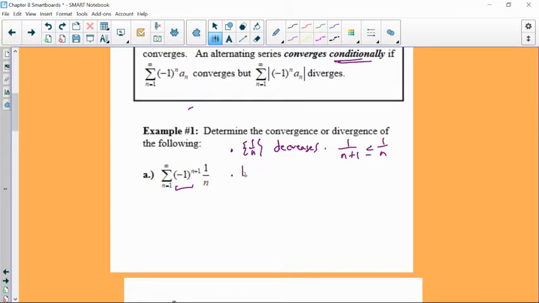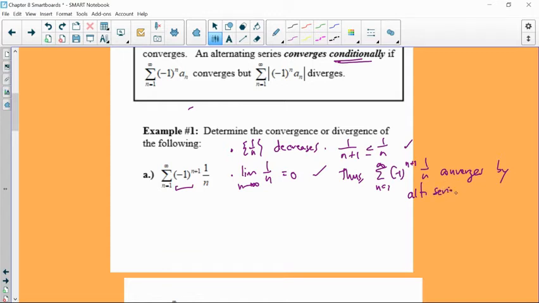That's another way to indicate that our sequence of terms is decreasing. Now, is the limit as n goes to infinity of 1 over n equal to 0? Yes. So we've satisfied both conditions. We have a decreasing sequence of terms if you remove the alternating component, and we also have the terms going to 0. So I can say, thus the series, n equals 1 to infinity of -1 to the n plus 1 of 1 over n, converges by the alternating series test.